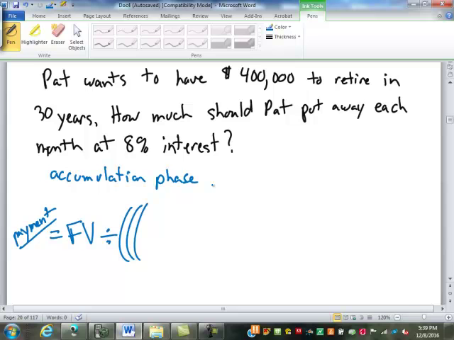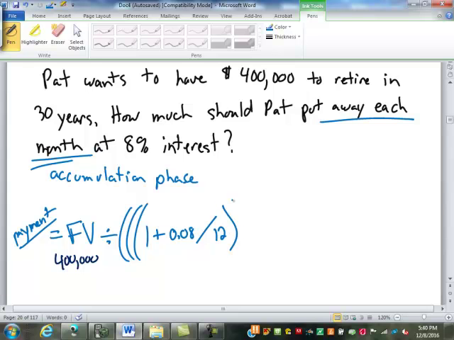remember, 3 parentheses. So I'm actually going to put in the number there, the 400,000. 1 plus, what goes in next? 0.08. Then the next number depends on our periods in a year. What's it going to be here? 12. How do we know it's 12? Put away each month. Very good. Close the parentheses to the power of 12 times 30. Good. I'm going to actually cross that off and put in 360.